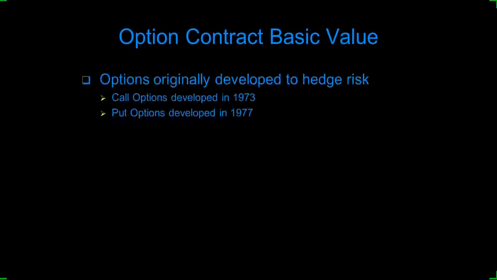And then the interesting thing was put options were developed in '77. So for over 4 years, there was no such thing as puts. There were just calls, and they were used to hedge risk, whether you were buying them or selling them. And market makers and market participants got very good at just using calls. And in tomorrow, we'll go into some of the basics on what's called option synthetics.